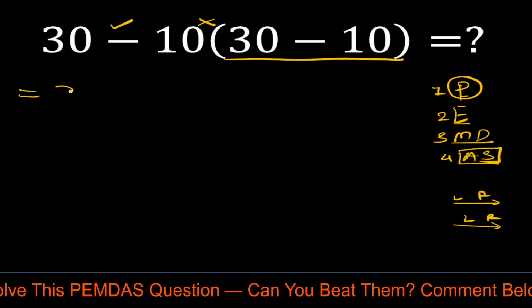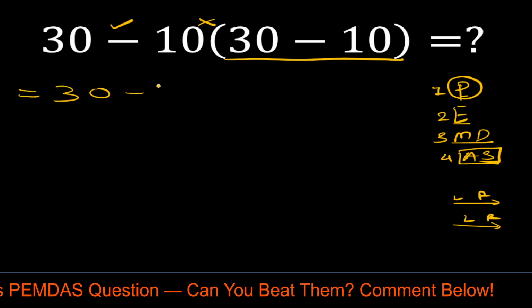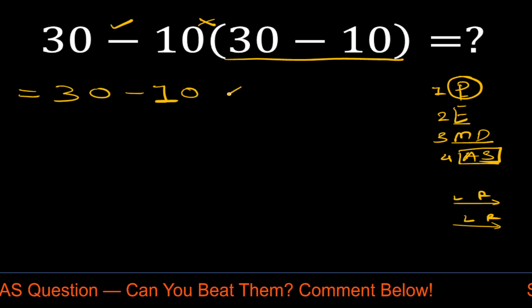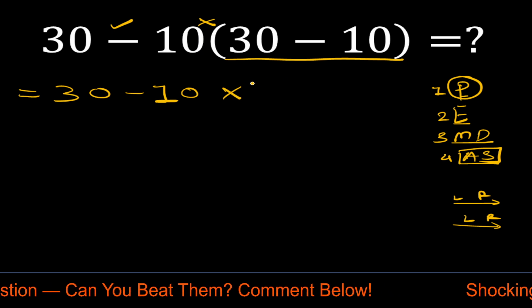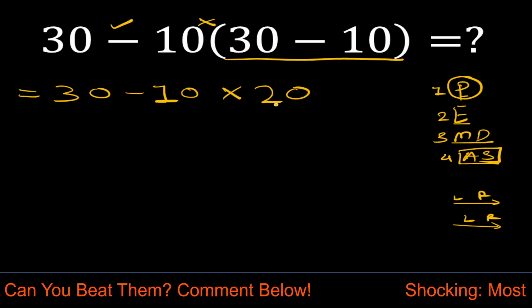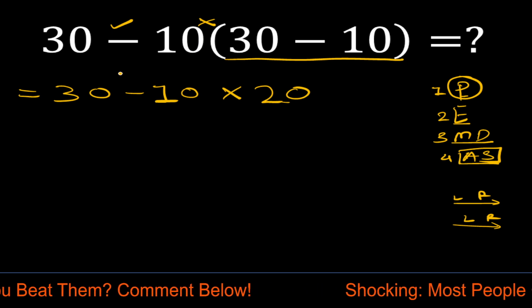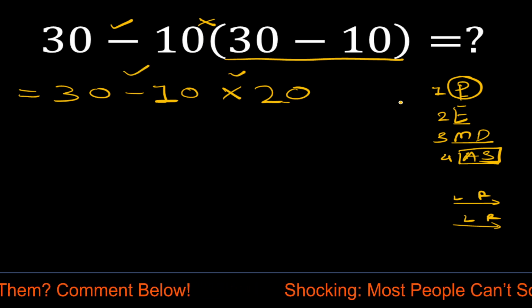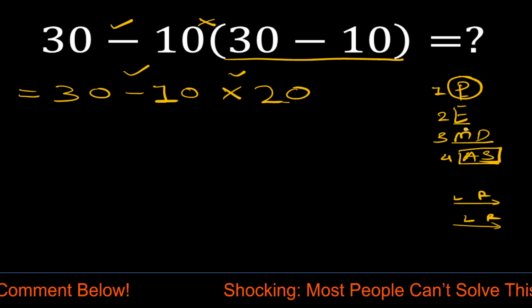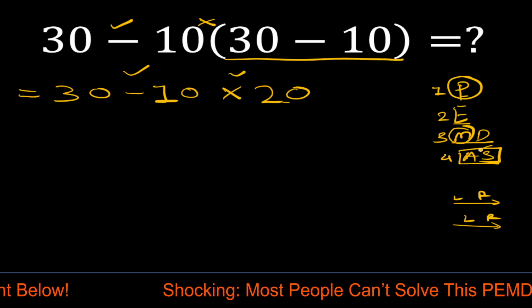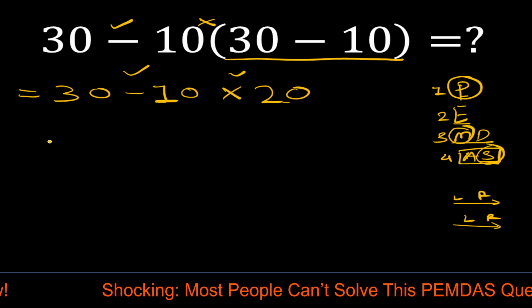So now 30 minus 10, multiply. Now 30 minus 10 is equal to 20. Now here we have one subtraction and here multiplication. So according to PEMDAS rule, first we have to solve multiplication and then we have to solve subtraction.